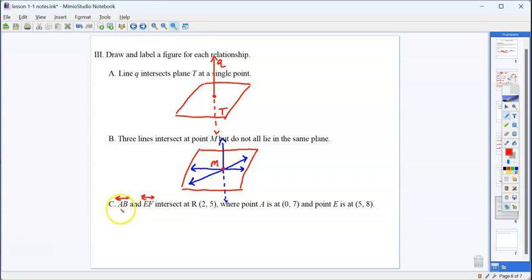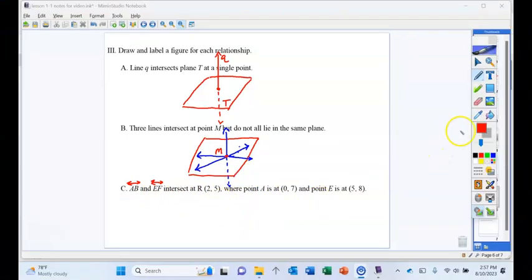All right, and then finally, line AB and line EF intersect at this point. So this is the coordinate plane. So we'll go ahead and draw our pair of axes, the X and the Y axis. So you don't have to have graph paper for problems like this. You can just sketch out your own coordinate plane. And let's just go ahead and identify this point R, which is the point of intersection of these two lines. Two, 5.